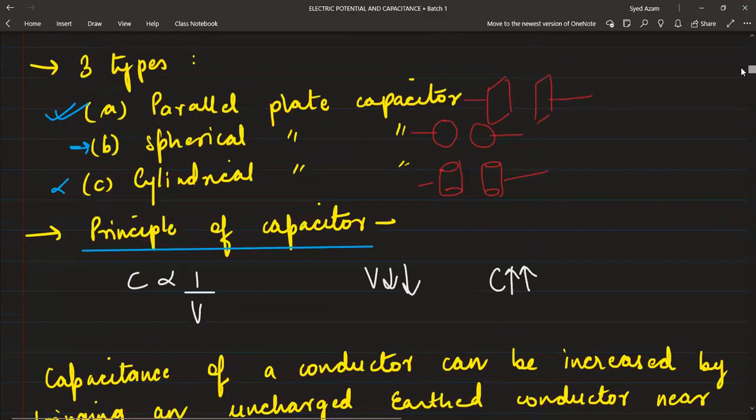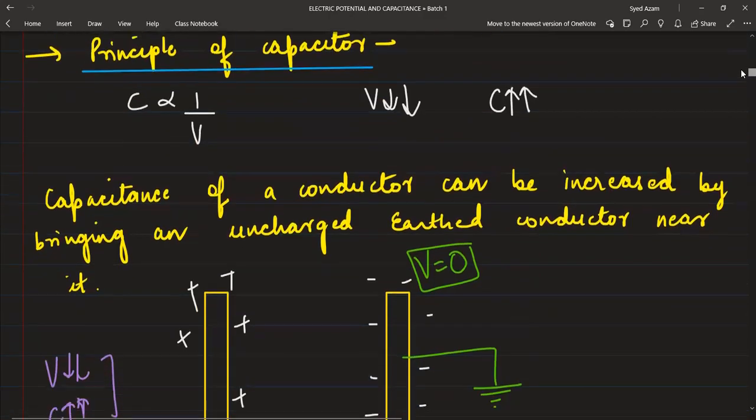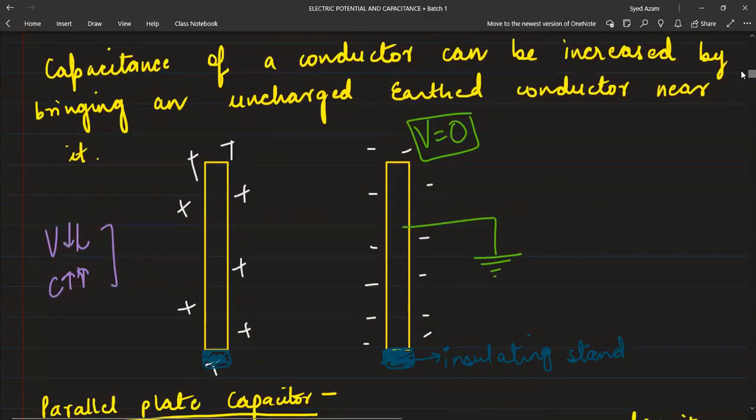Now, when we're talking about the principle of a capacitor, it basically means that you have to decrease the potential so much that the capacitance increases very much. See, capacitance is inversely proportional to potential, right? If capacitance is inversely proportional to potential, and I decrease the potential a lot, what do you think will happen to the capacitance?